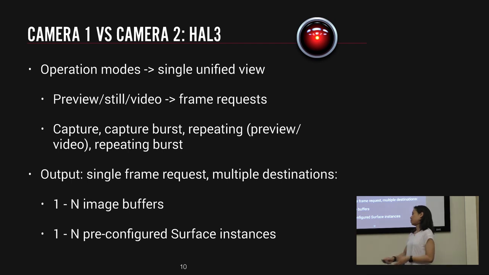Okay, so for simplicity, I will no longer say hardware abstraction layer. I'm just going to call it HAL. So Camera 2 is built on version 3 of HAL, so HAL 3. And instead of having these three static modes, preview, still, and video, everything's been flattened out into a very consistent single request system.